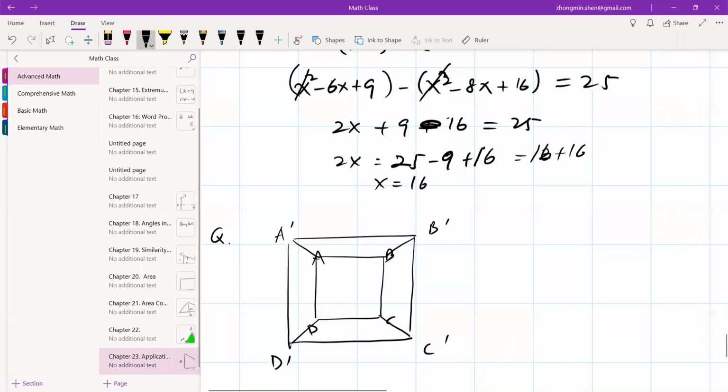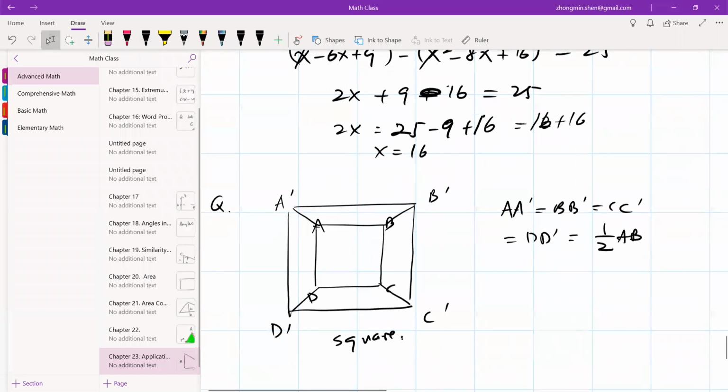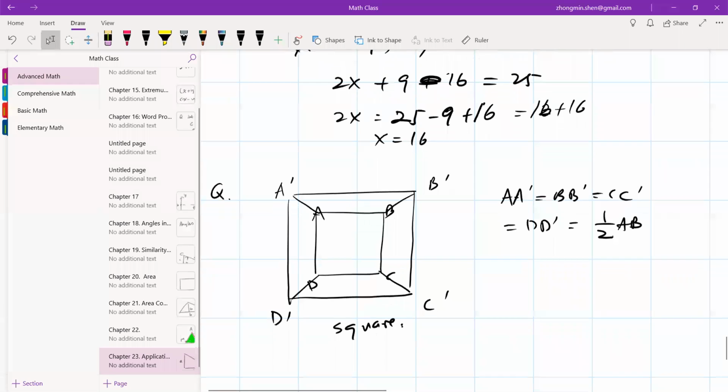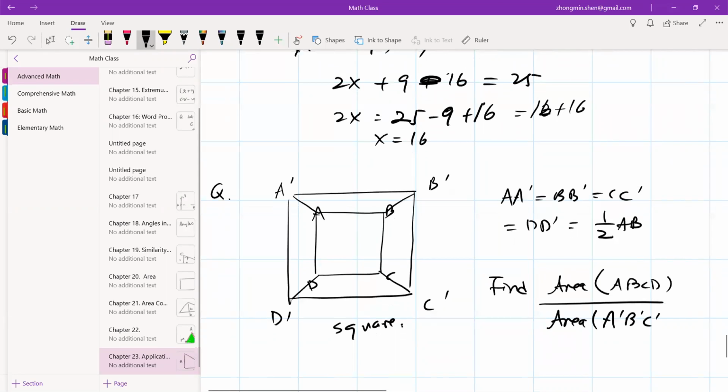So what I know is A prime equals B prime equals C prime equals D prime equals half of AB. Okay, so those are the squares. They're all squares. Can you find the ratio of the area of the squares? I don't need to specify the dimension of the square. Find the ratio, the square ABCD over the area of A prime, B prime, C prime, and D prime.